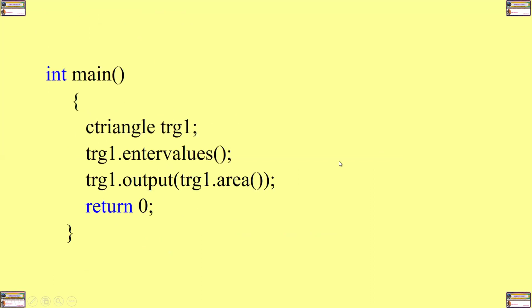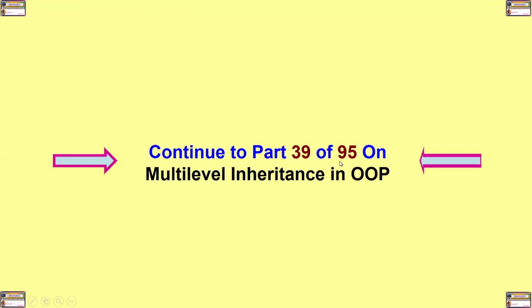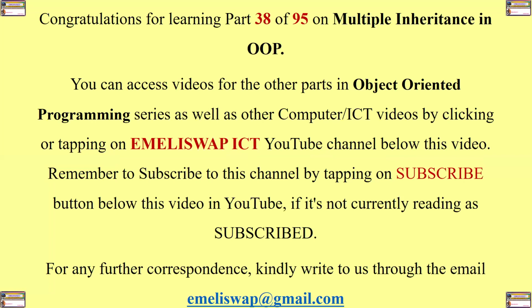And with that, my dear students and the rest of the learners, we have come to the end of part 38 of the series in which we have looked at multiple inheritance. You can now continue to part 39 of 95, in which we are going to learn how to implement the type of inheritance that we call multi-level inheritance in object-oriented programming. And with that, may I congratulate you for learning part 38 of 95 on multiple inheritance in object-oriented programming.